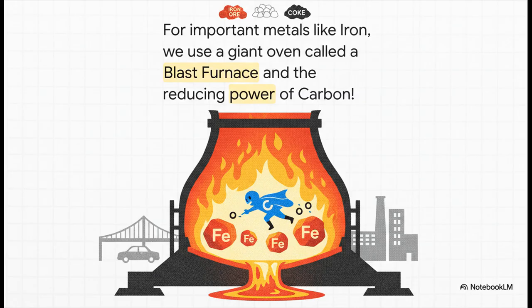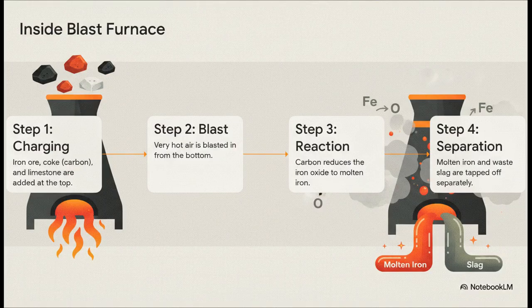Now, let's talk about one of the most important metals in the world, iron. You know, for our cars, our buildings, everything. Well, the hero of the story for getting iron is carbon. And why is that? It's simple, because carbon is more reactive than iron. So inside this giant oven called a blast furnace, we basically use carbon to steal the oxygen away from the iron ore. And it's basically a simple 4-step process.